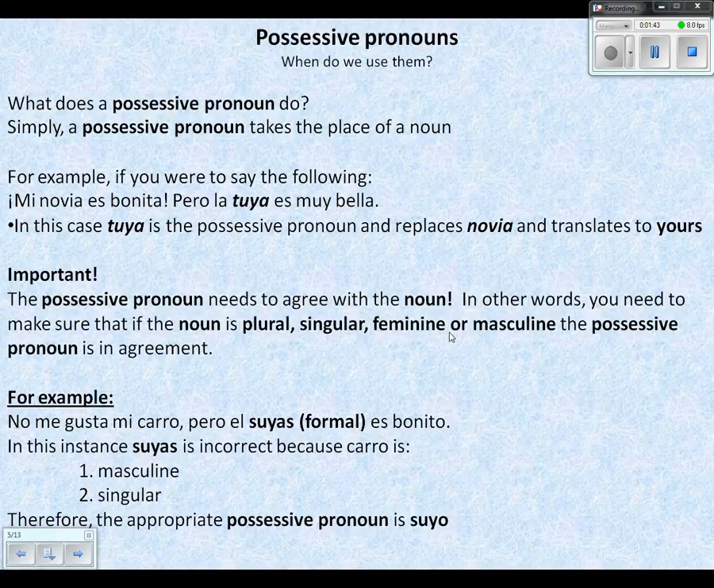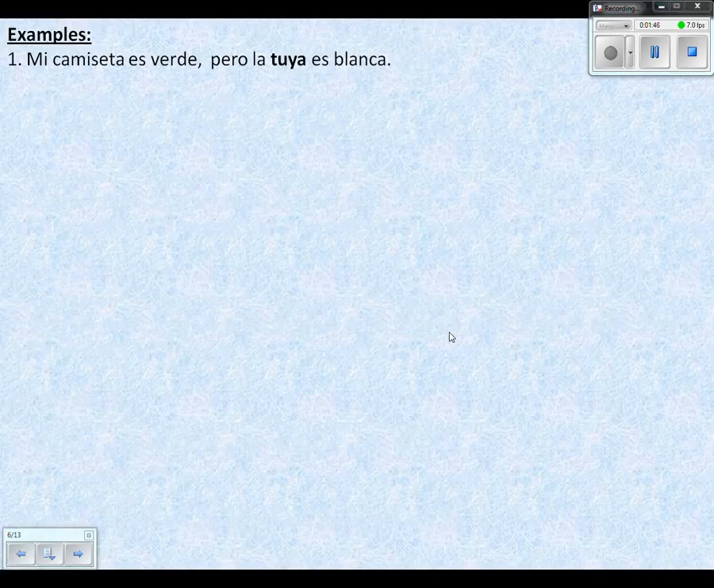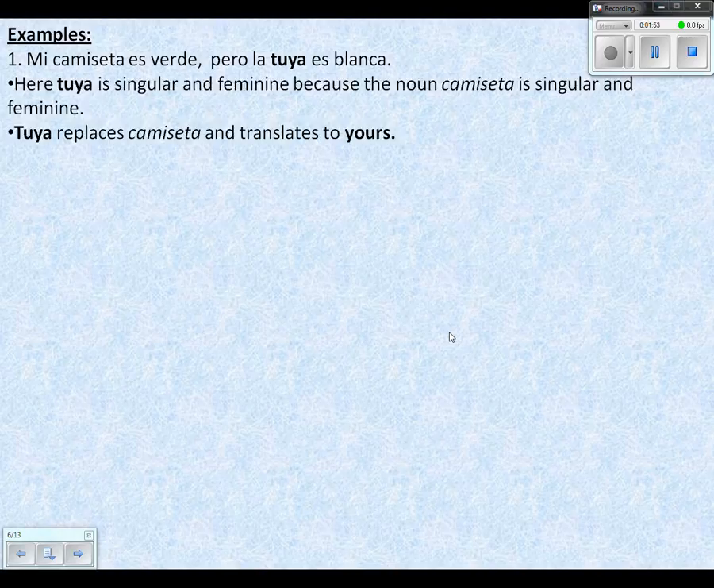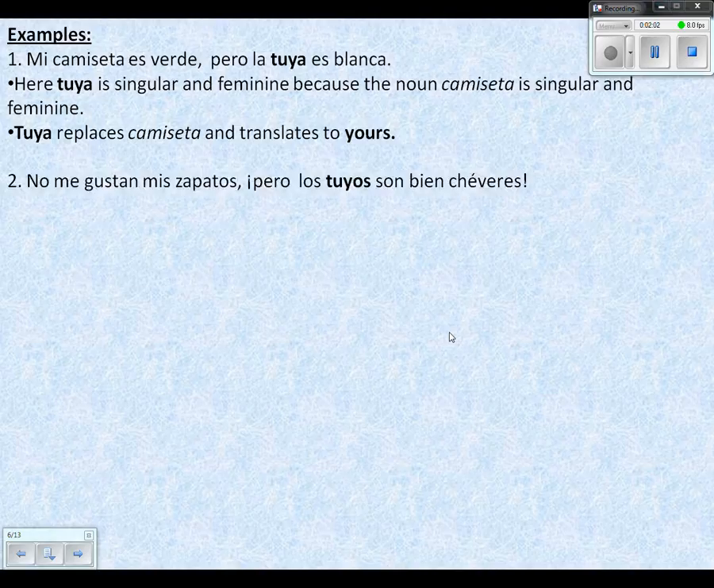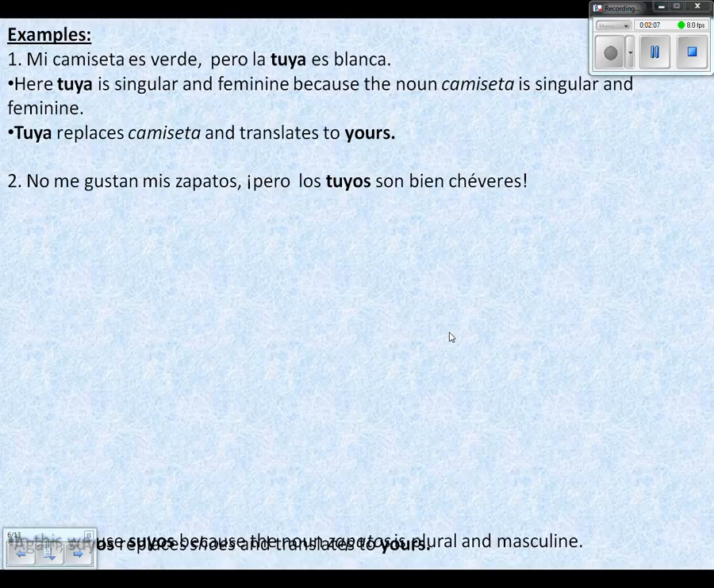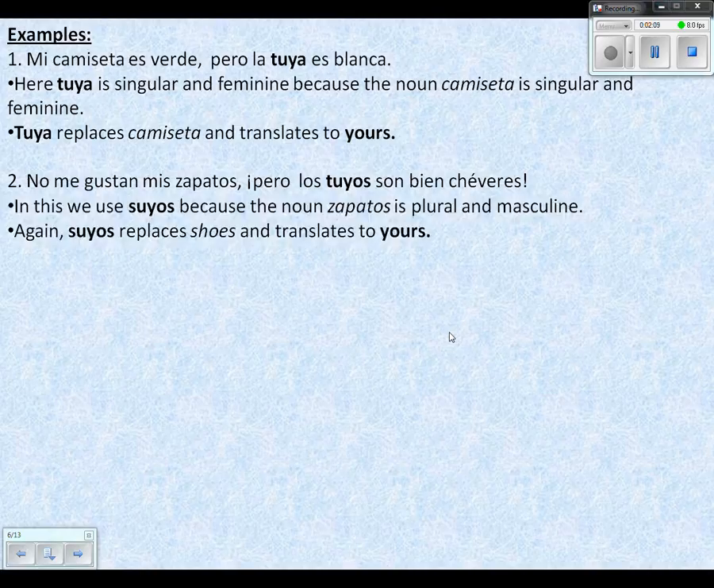Let's go on to some more examples. Mi camiseta es verde, pero la tuya es blanca. Here, tuya is singular and feminine because the noun camiseta is singular and feminine as well. Tuya replaces camiseta and translates to yours. No me gustan mis zapatos, pero los tuyos son bien chéveres. In this case, we use suyos because the noun zapatos is plural and masculine, and again, we'll see that suyos replaces shoes and translates to yours.